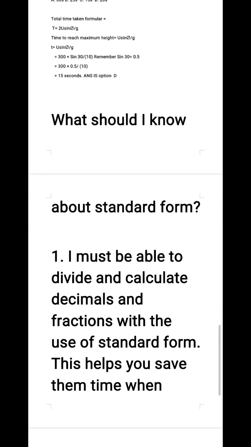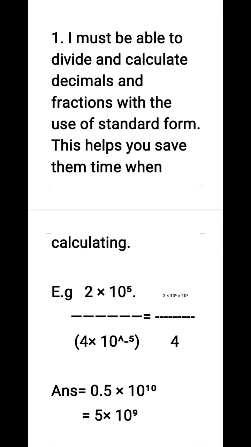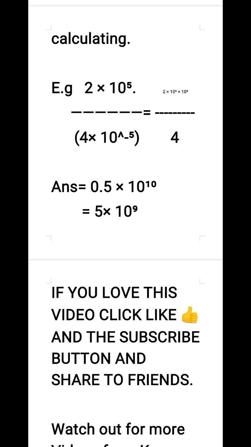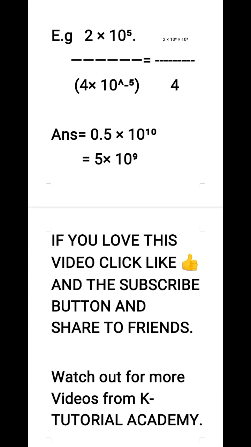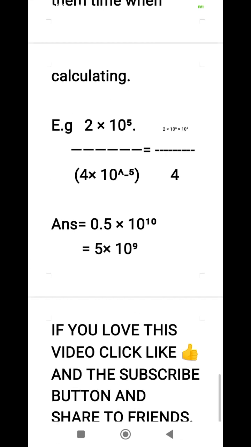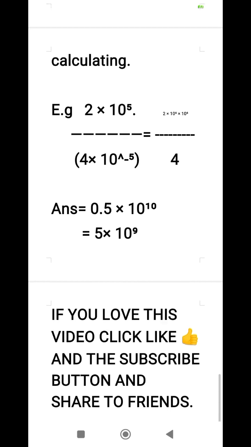Now, what do you need to know in standard form? You must be able to divide and calculate decimals and fractions with the use of standard form. This will help you to save time when you are calculating during your Jamb, either you are doing accounting, physics, chemistry, economics, any calculation subject in Jamb, or mathematics. For example, you have 2 times 10 to the power 5 divided by 4 times 10 to the power minus 5. You must use standard form properly.